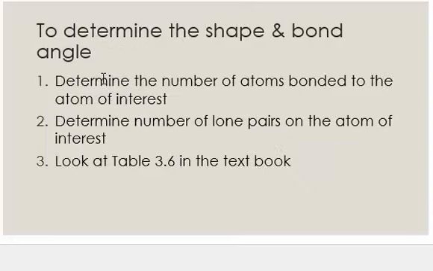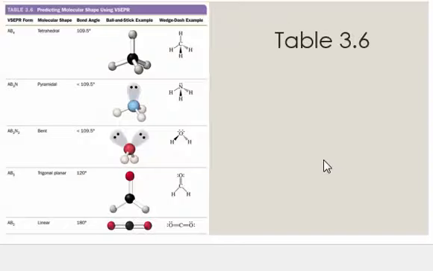We remember to determine the number of atoms bonded to the atom of interest, then the number of lone pairs on the atom of interest, and then we look at Table 3.6 in the textbook. The carbon in carbonate is bonded to 3 other atoms and has no lone pairs, so its shape is trigonal planar with bond angles of 120 degrees.